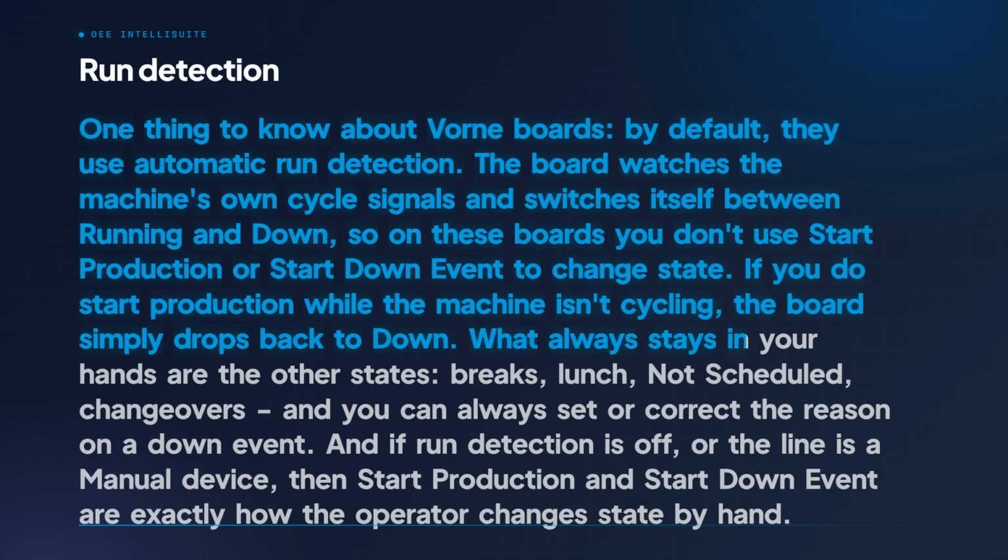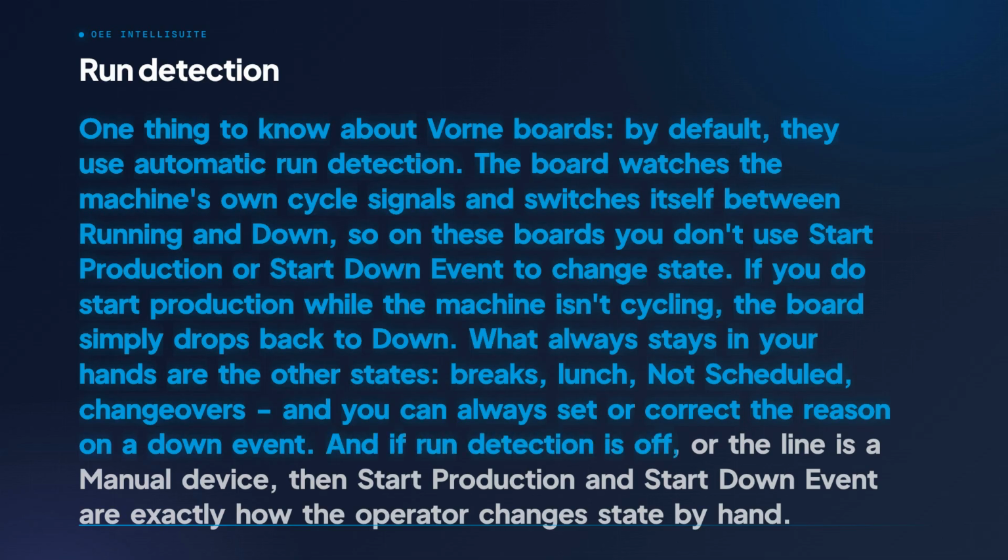What always stays in your hands are the other states: breaks, lunch, not scheduled, changeovers, and you can always set or correct the reason on a down event. And if run detection is off, or the line is a manual device, then Start Production and Start Down event are exactly how the operator changes state by hand.